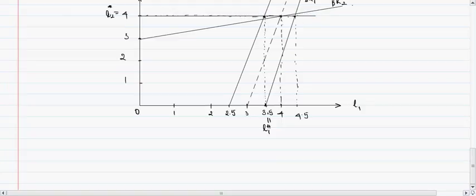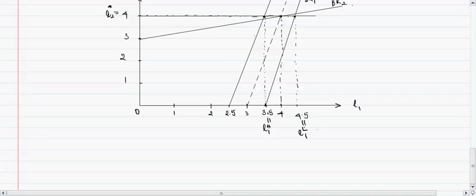Alright, and if player 2 is choosing 4, player 1 of a low cost is going to choose... So if we project that to the best response function of player 1 of the low cost, this is going to be the point that the low cost player 1 is going to choose. Alright, so 4.5 is going to be the number of hours chosen by player 1 of the low cost.